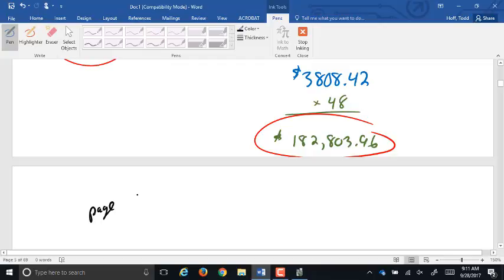Homework for you guys, and remember your test will be in class on Tuesday. Page 93, 1 through 21, the odds.